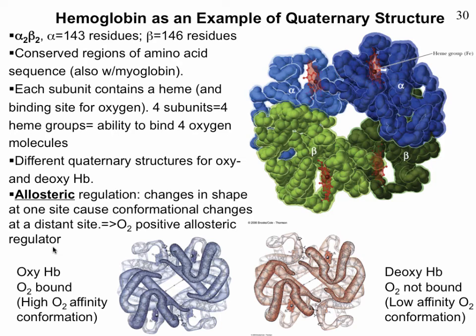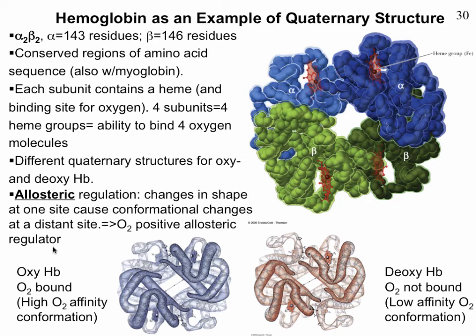If hemoglobin is oxygenated, it's bound to O2, and that conformation has a high affinity for oxygen, so it wants to bind more oxygen. Deoxygenated hemoglobin has a different conformation: oxygen is not bound, and it has a low affinity for oxygen, so it does not want to bind oxygen. And so it's structurally different. Oxygenated hemoglobin has a much more relaxed structure, whereas deoxygenated hemoglobin has a much more tight or tense structure.